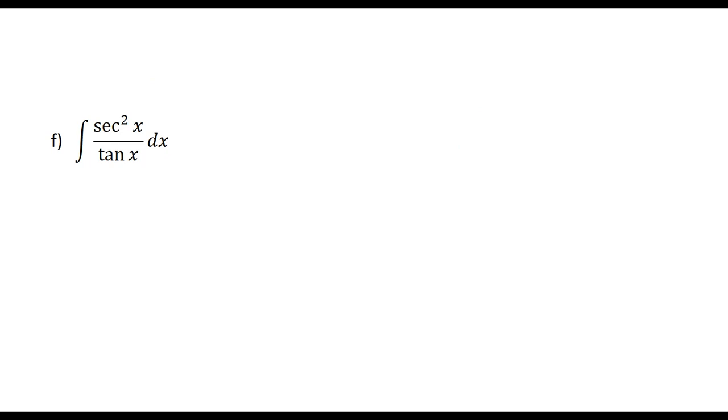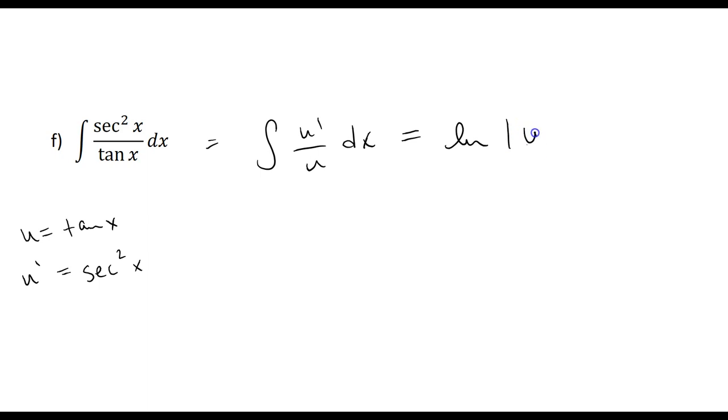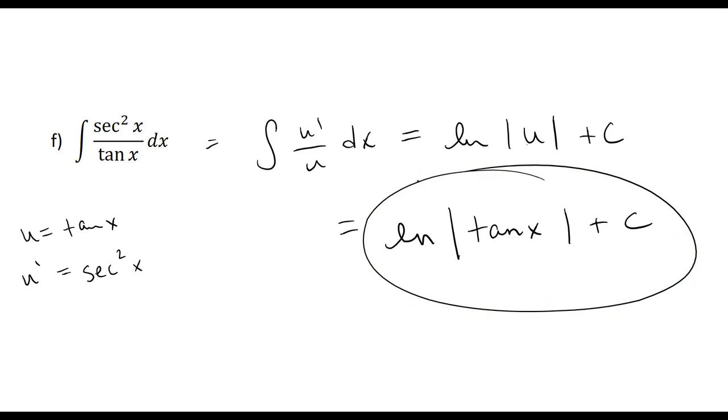Throwing some trig functions in here, if we let u be the denominator, which is tangent of x, u prime is going to be the secant squared of x, which again conveniently happens to be what we have here. So this is the integral of u prime over u with respect to x, or the natural log of the absolute value of u plus c, which in this case is the natural log of the absolute value of tangent of x plus c. And that would be my answer.